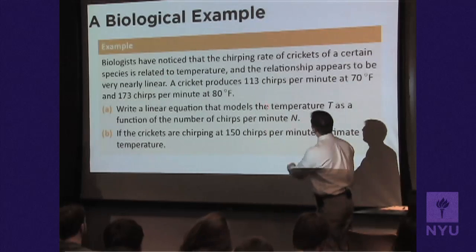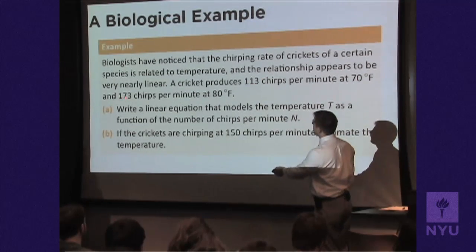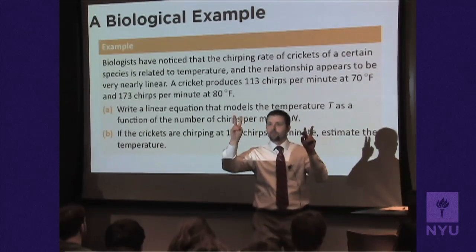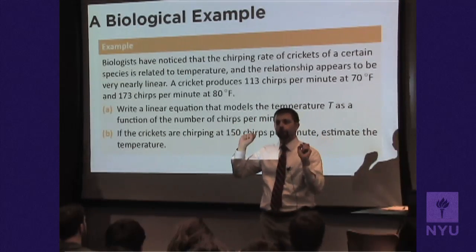We have that at 113 chirps per minute, it's 70 degrees, and at 173 chirps per minute, it's 80 degrees. So we're going to use those 2 points to find the slope of the line, and then we can use that slope to find the equation.